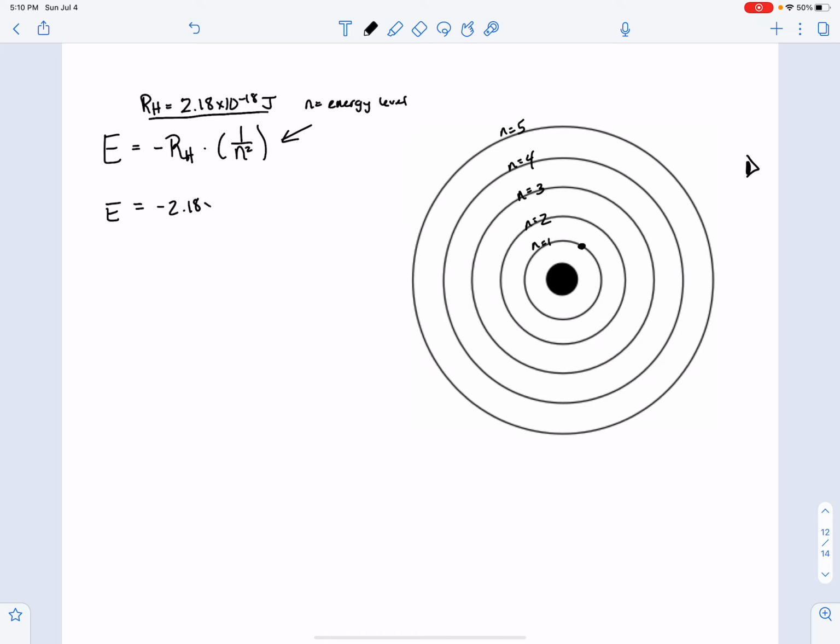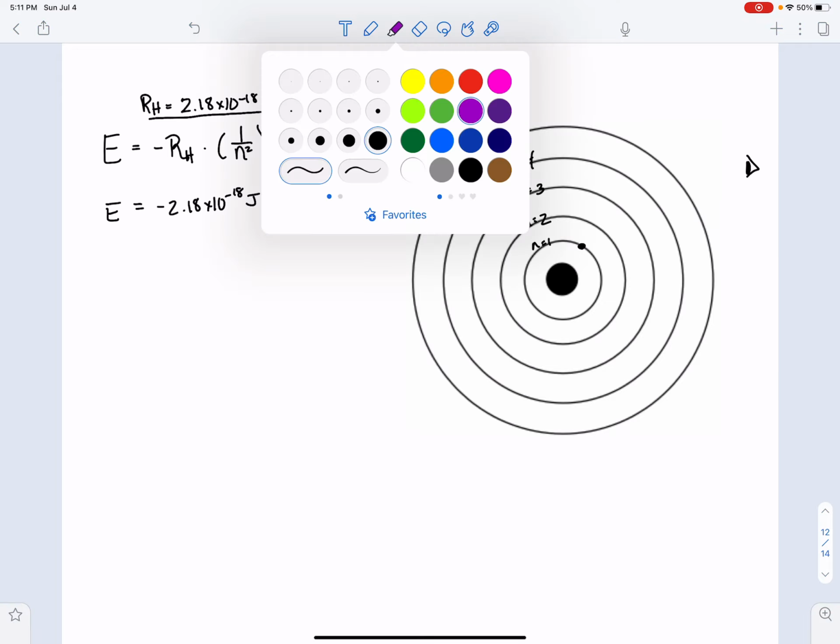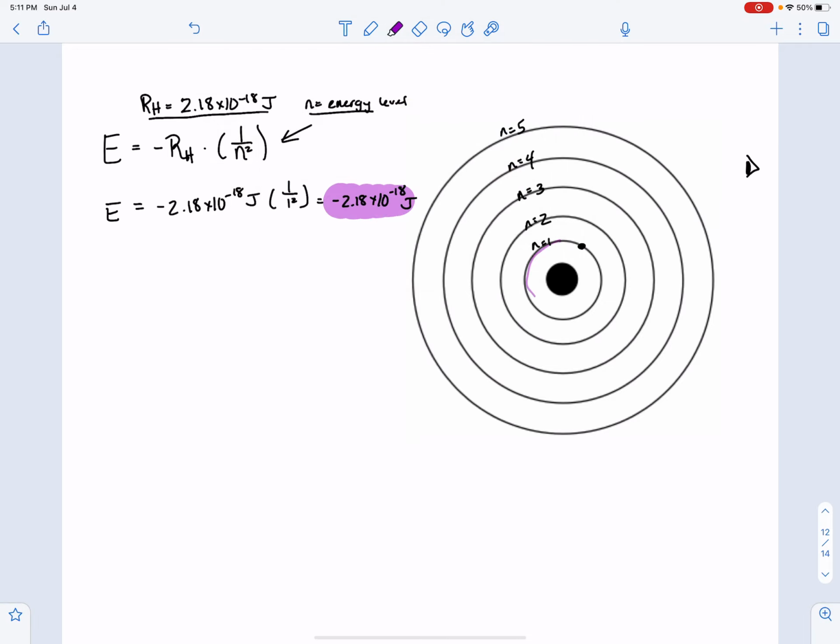So this is 2.18 times 10 to the minus 18th joules. And if we want to know the first energy level, it's 1 over, and the equation might seem weird, but N is just the energy level. So it's just the first energy level squared. So 1 over 1 squared is just 1, which gives us negative 2.18 times 10 to the minus 18th joules. So this gives us this electron, the one that's in this path right here. It gives us that one's energy. So that's really, really simple.